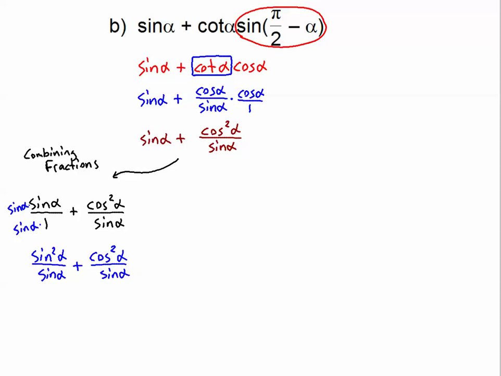Now that they have the same denominators, I can combine these two fractions together into one that share that same denominator, and it would be sine squared plus cosine squared. And hopefully you see that's one of your main Pythagoreans. Sine squared plus cosine squared will always be equal to 1. So the numerator simply becomes 1. And the denominator, of course, is still sine, so 1 over sine, and 1 over sine becomes cosecant.